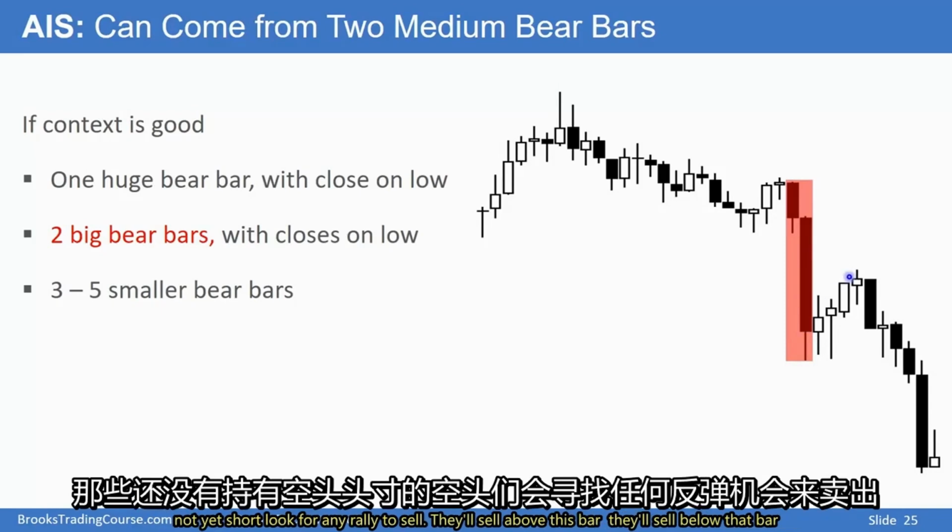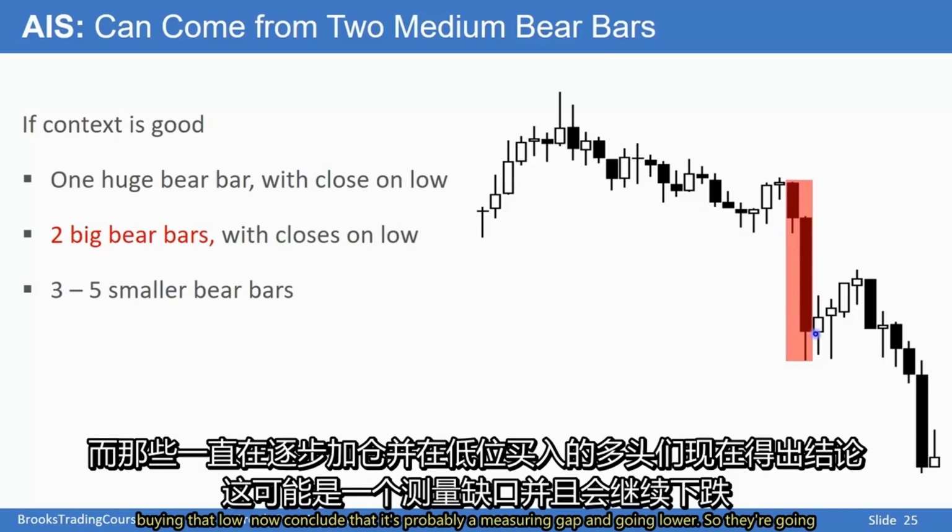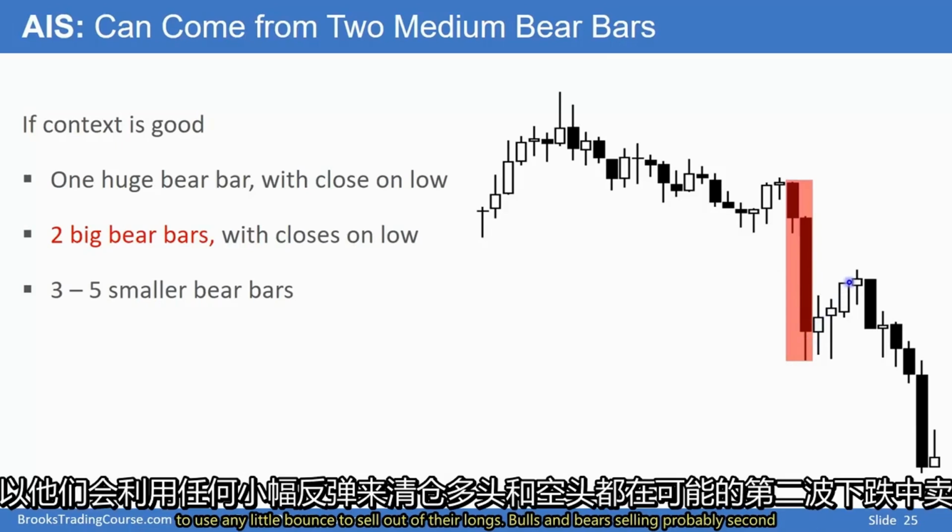The bears who are not yet short look for any rally to sell. They'll sell above this bar, they'll sell below that bar, they'll sell below this bar. And the bulls who are scaling in all the way down, buying this low, buying that low, now conclude that it's probably a measuring gap and going lower. So they're going to use any little bounce to sell out of their longs. Bulls and bears selling, probably second leg down.